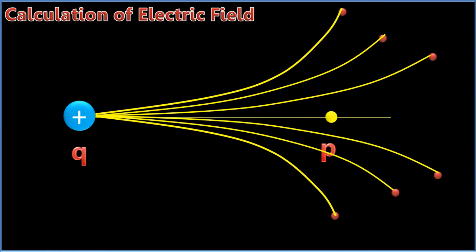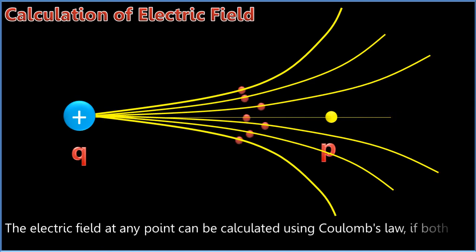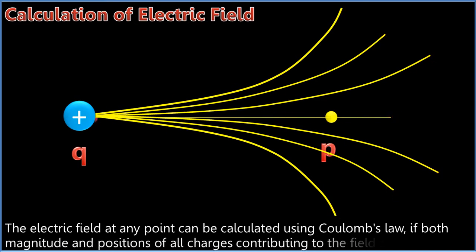Calculation of electric field. In the previous section, we studied a method of measuring electric field in which we place a small test charge at the point, measure the force on it, and take the ratio of force to the test charge. The electric field at any point can be calculated using Coulomb's law if both magnitude and positions of all charges contributing to the field are known.